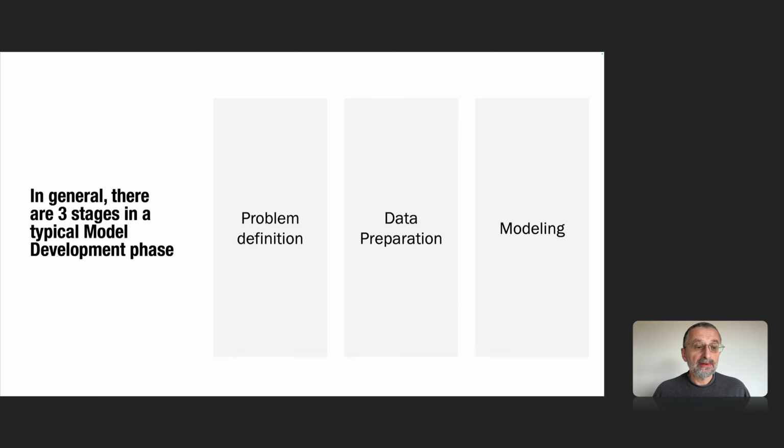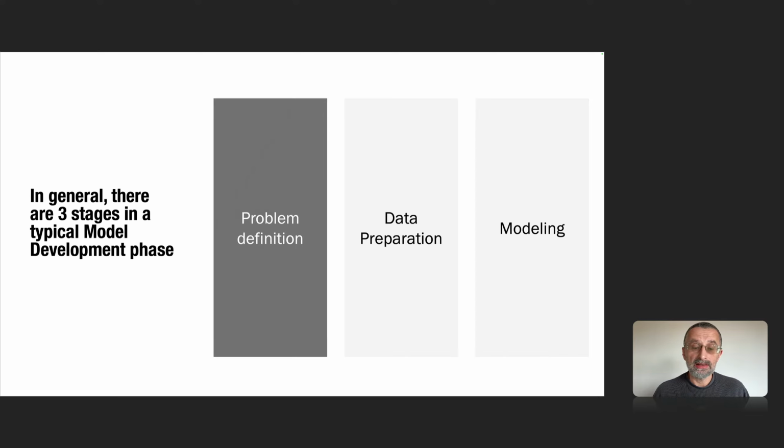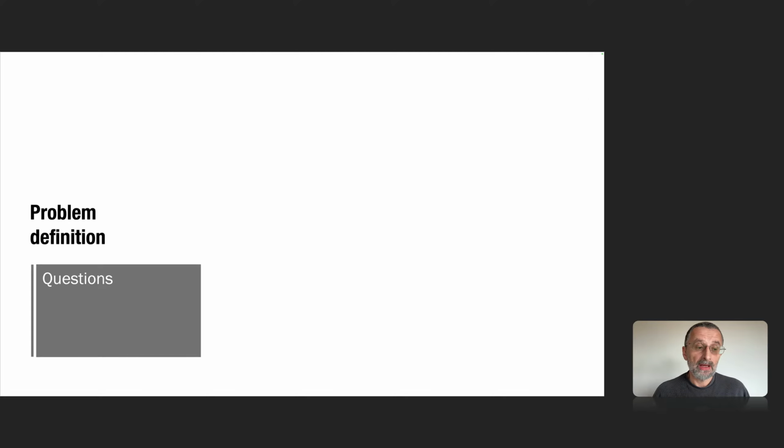Okay, so in general, there are 3 stages in a typical model development phase: problem definition, data preparation, and modeling. Let's start with problem definition. In the problem definition, so we are touching this first stage now, this data science stage. We need to answer the following questions. What is our primary goal in this analysis? Why do we need a machine learning model? How will we measure our success?